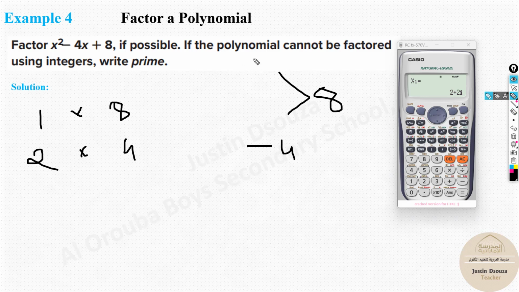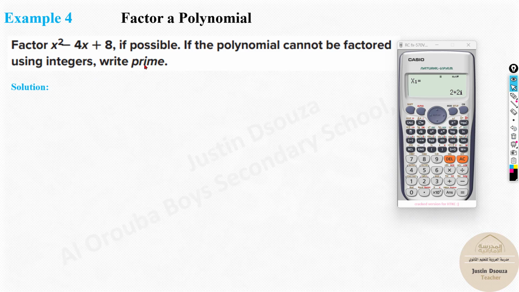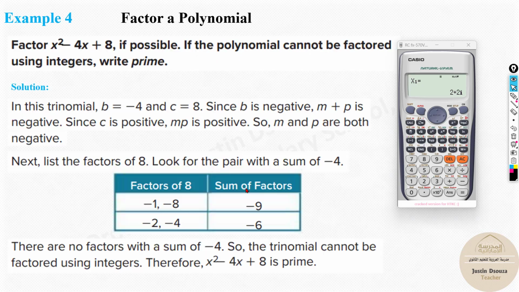Now over here, let us consider 1 and 8. There is no way you can get it as 4. This is not possible. Now let's consider 2 and 4. Again, there's no way you can get 2 minus 4. That means this cannot be factored. Hence, it is prime. So this cannot be written as a product of two polynomials, and this trinomial cannot be factored using integers. Therefore, it is prime. If you get i in your calculator, that is a prime.